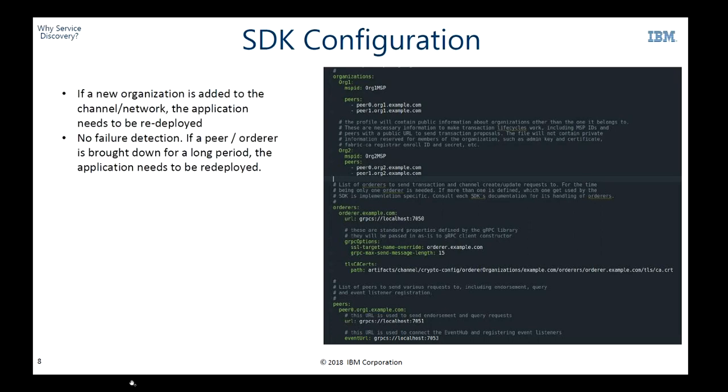Another problem, if a new organization is added to the network, this connection profile file needs to be updated. Also, obviously, this is a file, right? The configuration here is static, so there is no failure detection of any kind, and actually, the only failure detection that is done is when the application actually tries to endorse and fails because it can't contact the peers or the order.